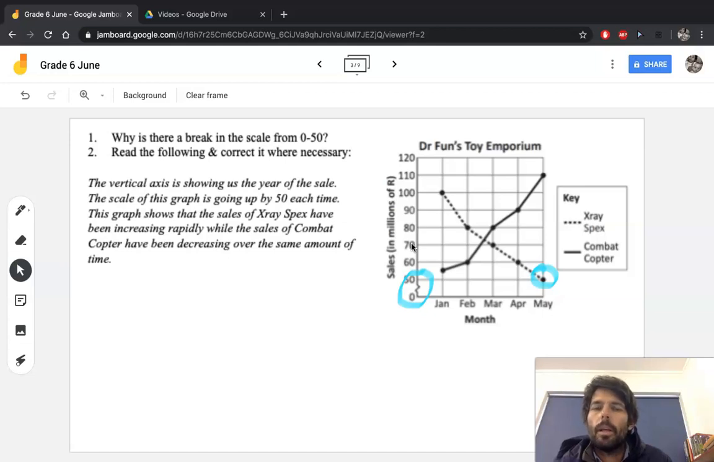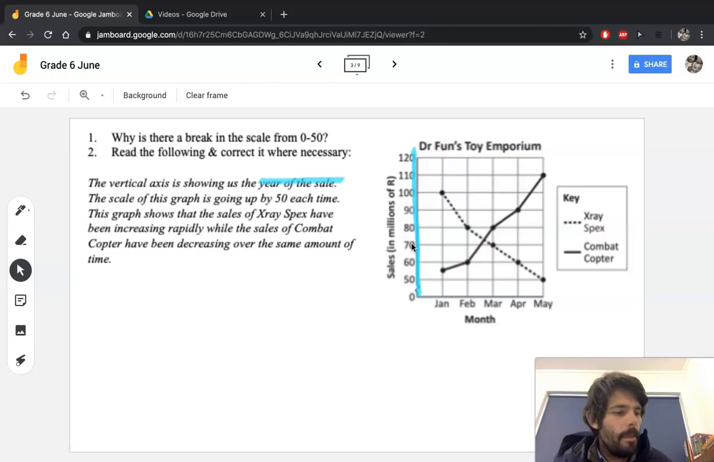Okay? The second question says, read the following and correct it where necessary. So I'm just going to highlight the area that's wrong and then explain to you what's wrong about it. So it says the vertical axis is showing us the year of the sale. Now this is the vertical axis here, the y-axis. And you can clearly see from the label, sales in millions of rands, that the vertical axis is actually showing us the value of rands or the value of money from sales. So that's going to be your first correction. Okay, so it's not year of the sale, it's the total value of sales.